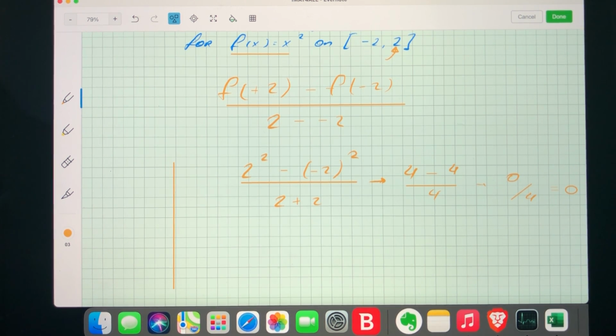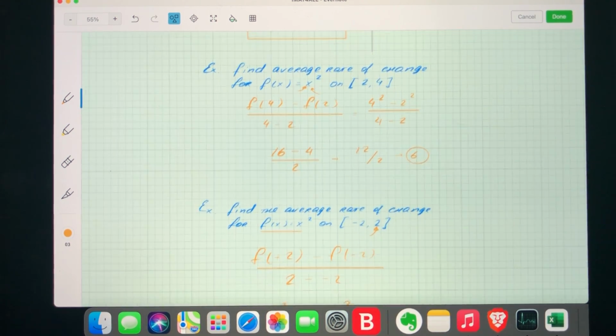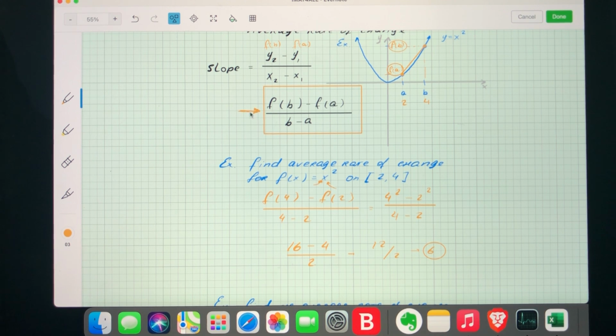And if we visualize it, here is a parabola, and if we're going from -2 to +2, then the height is exactly the same on both corners, and so the slope would be 0 because there is no tilt. And that is what we have just found, that the slope, or the average rate of change, is 0. And that's what the average rate of change is, and that's how to find it using the formula for the average rate of change.